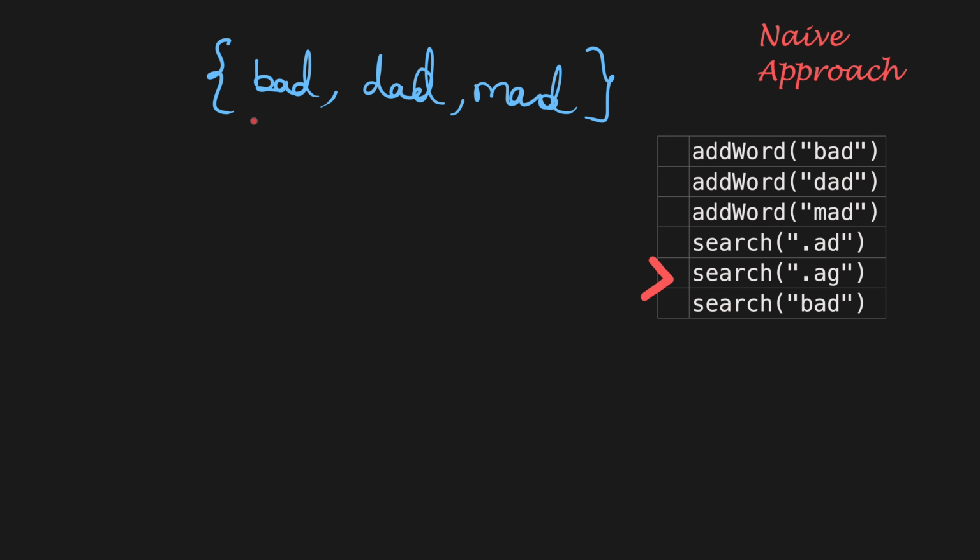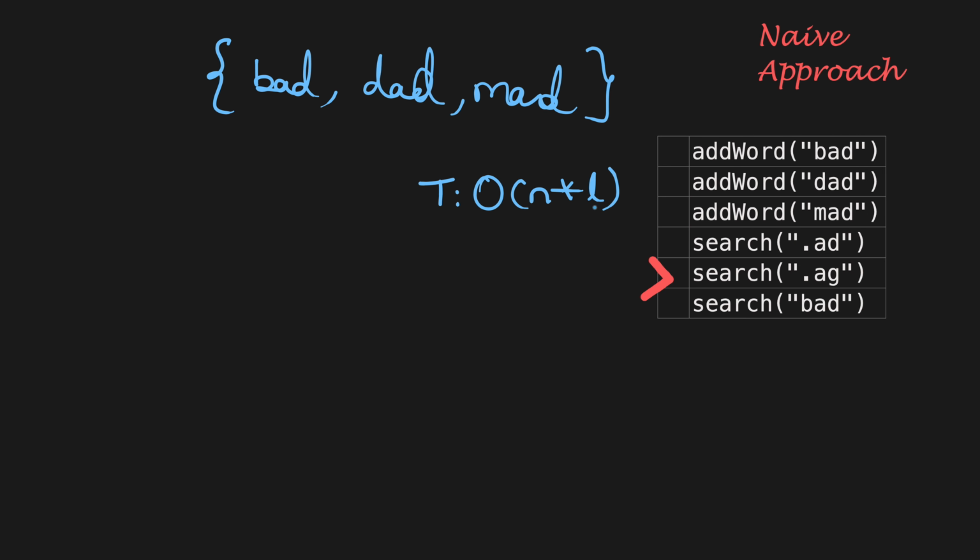No matter if we use a set or a list, in the worst case, like with our .ag pattern example, the search time complexity will be O of n into L, as we have to look at all the n words and for each word we might look at L characters. And if our dictionary has a million words, that's a million checks for every single search. So this approach is simple and it works, but we need to find a better way.